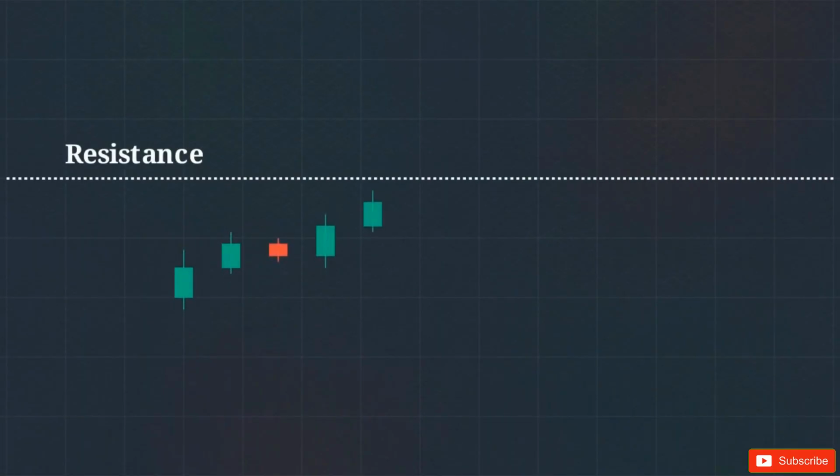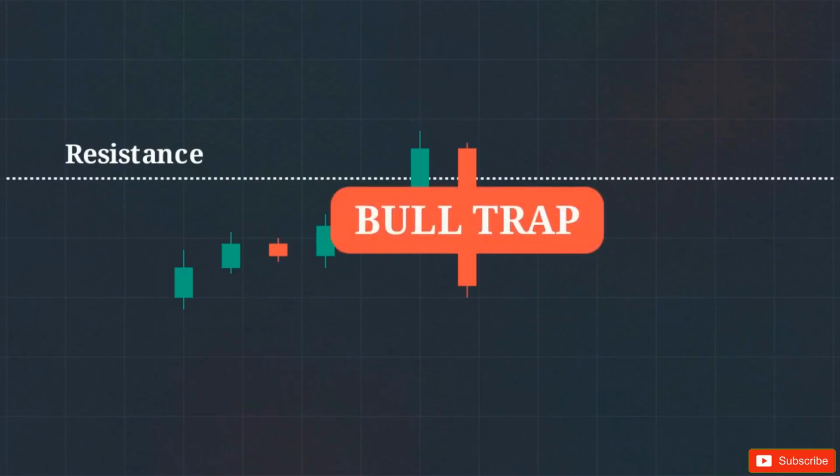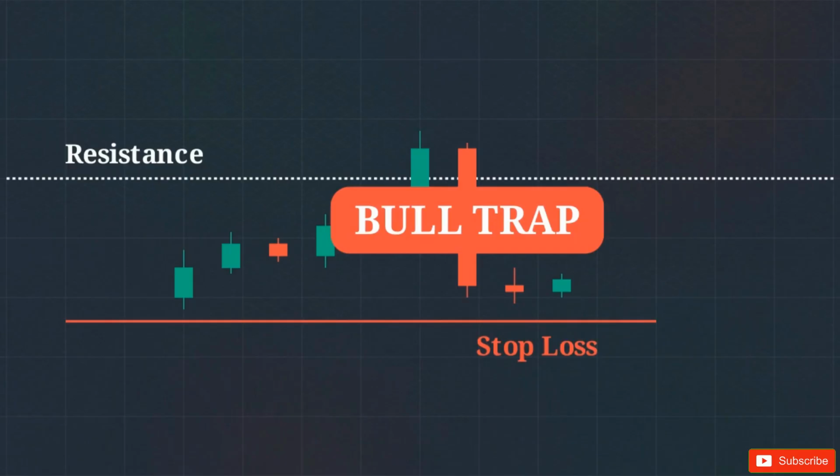The price breaks above a key level, triggering buyers, but instantly crashes downward. This is a fake breakout, designed to trap emotional traders. To neutralize this trap, we apply strict risk management. We place a hard stop loss directly beneath the most recent structural low, building a safety net before we enter the trade. Let's test this.